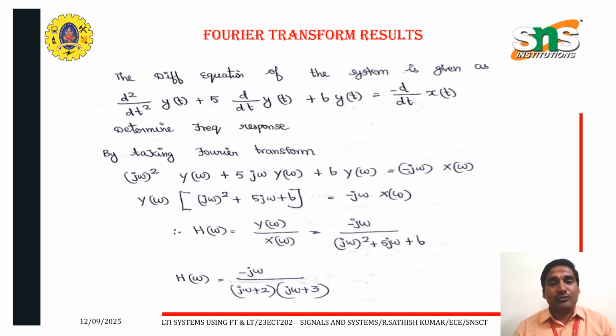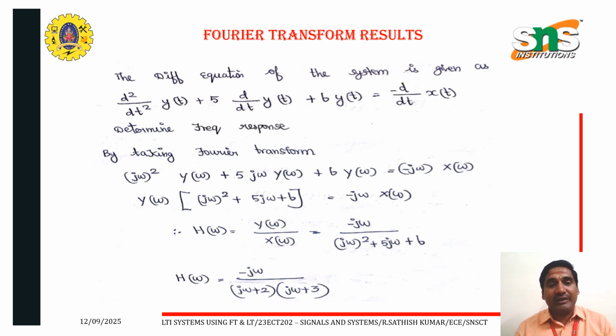Now we can find out the Fourier transform results. The differential equation is given as d square by dt square of y of t plus 5 into d by dt of y of t plus 6 into y of t is equal to minus d by dt of x of t. Determine the frequency response.